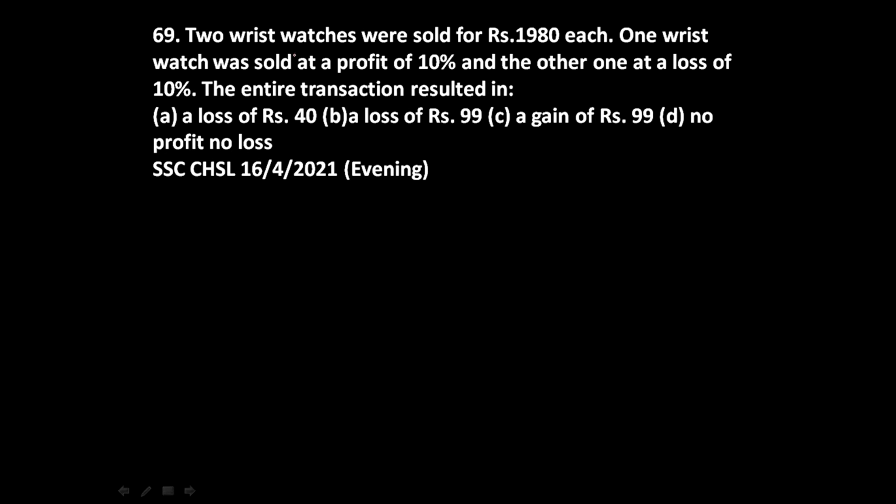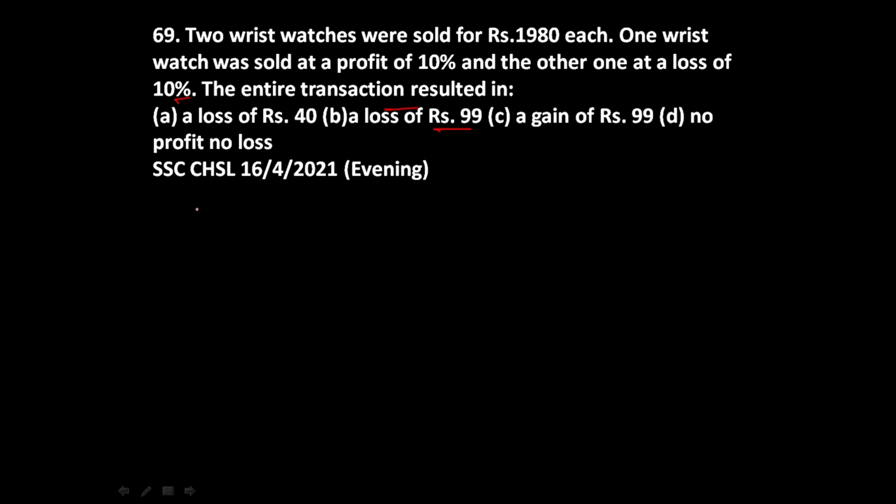Next is: two wristwatches were sold for 1980 each. One wristwatch was sold at a profit of 10%, while the other at a loss of 10%. The entire transaction resulted in what? This is in amount, so we have to calculate the amount at the last.